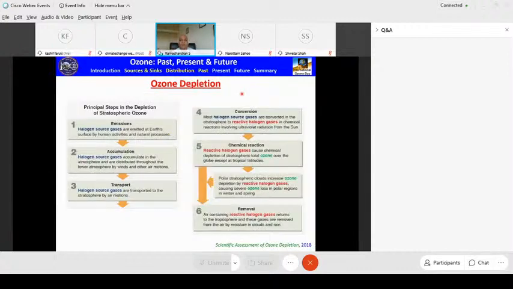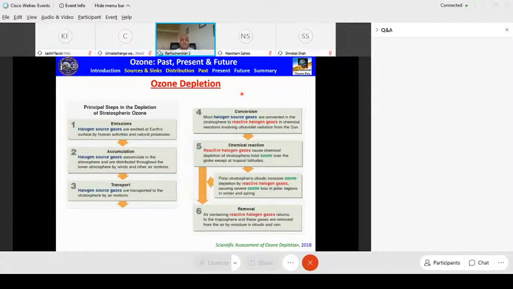So, okay, ozone is produced now. How does it get depleted? Why should ozone decrease or deplete? So, the principal steps that are involved in the depletion of stratospheric ozone: this occurs because of the halogen source gases that are emitted at the Earth's surface by human activities and natural processes. You will see the bifurcation of natural and man-made sources of these halogen source gases.